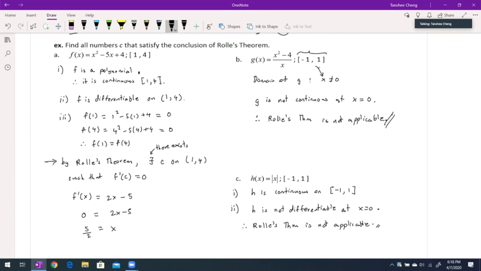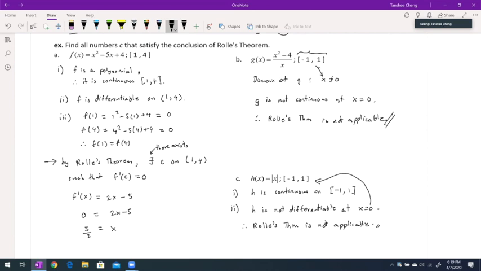Okay. So the next one, when you look at it, h of x is equal to the absolute value of x on the interval of, again, -1 to 1. And we know that absolute value is continuous everywhere, right? So it is continuous between -1 and 1 also. So that's good. However, from the past, we already know that h is not differentiable, right? The function is not differentiable when x is equal to 0, which is inside the domain that we are looking at.